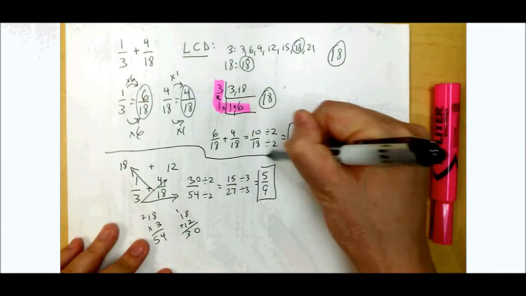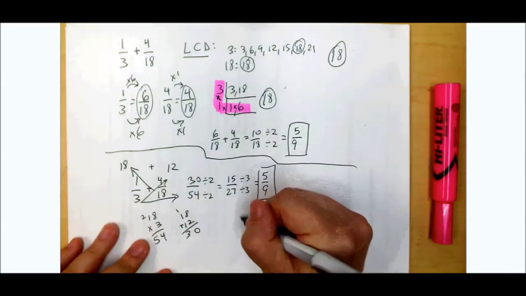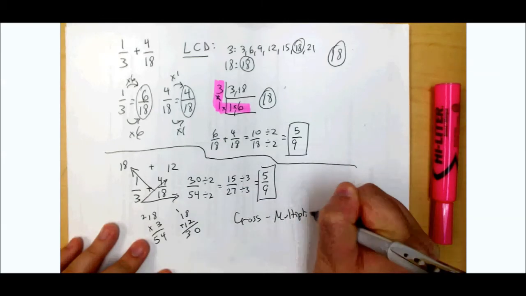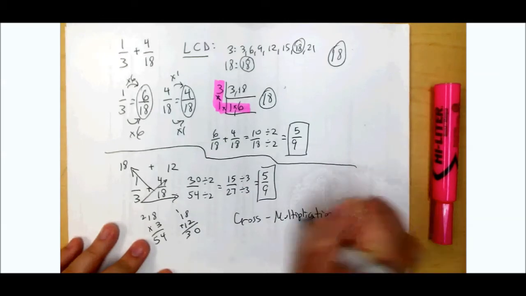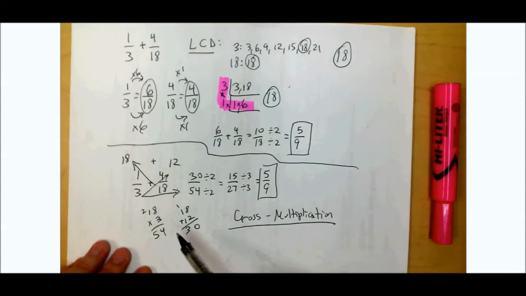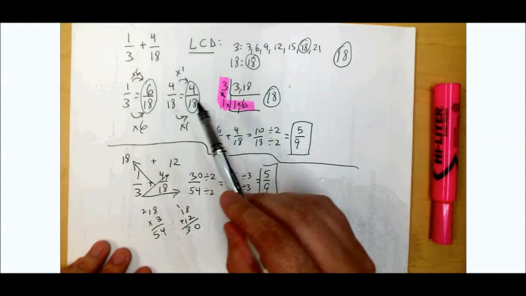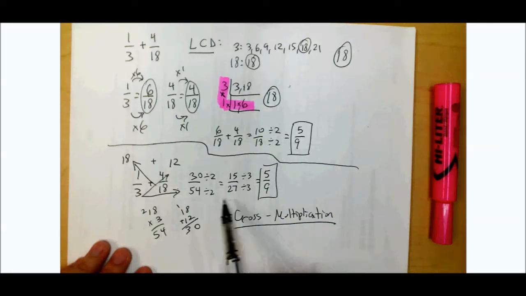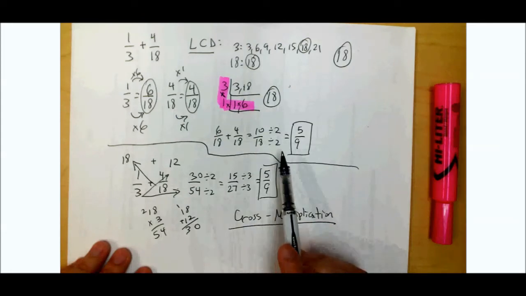This is the least common denominator way, and this one is cross multiplication. Okay, this one, a lot of kids really like because you don't have to do this stuff, but you do have to simplify a lot more at the end than you do doing this way. So I'll do one more example.